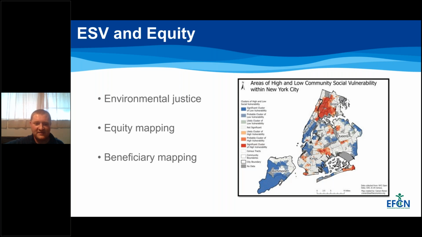The map to the right is an example of how we're attempting to improve how equity is integrated within our ecosystem service valuations. This map shows statistically significant clusters of census tracts that display either high or low social vulnerability, as estimated by the Social Vulnerability Index, within New York City. With this context, we highlighted that the South Bronx is significantly more vulnerable than other census tracts within New York City. By providing ecosystem services within these communities, we can begin addressing some of the challenges they face. Maps like these can be used to advocate for increased community investments in areas that need it the most.